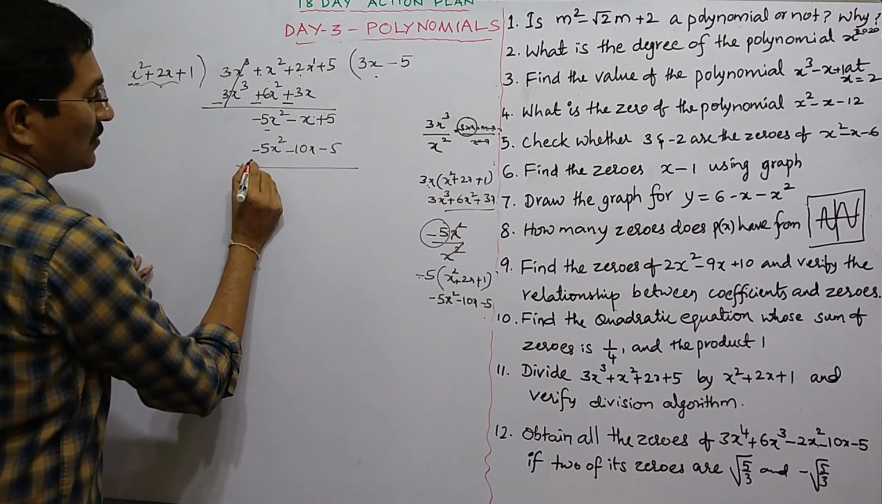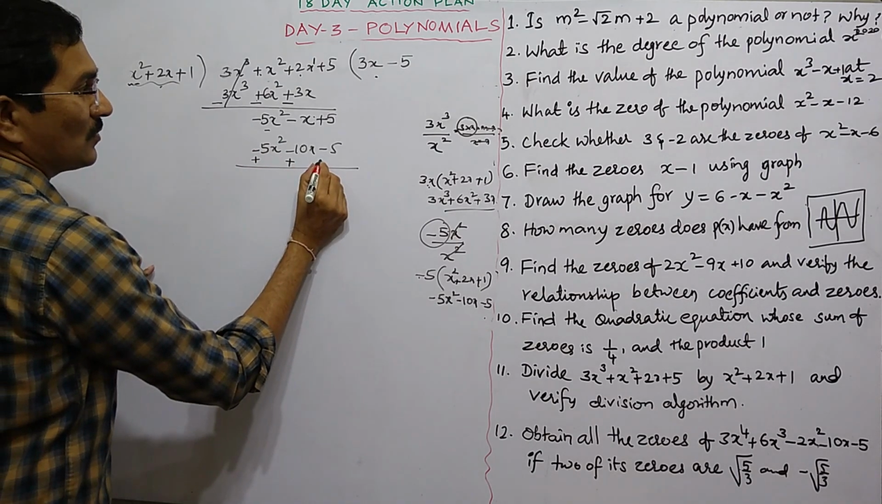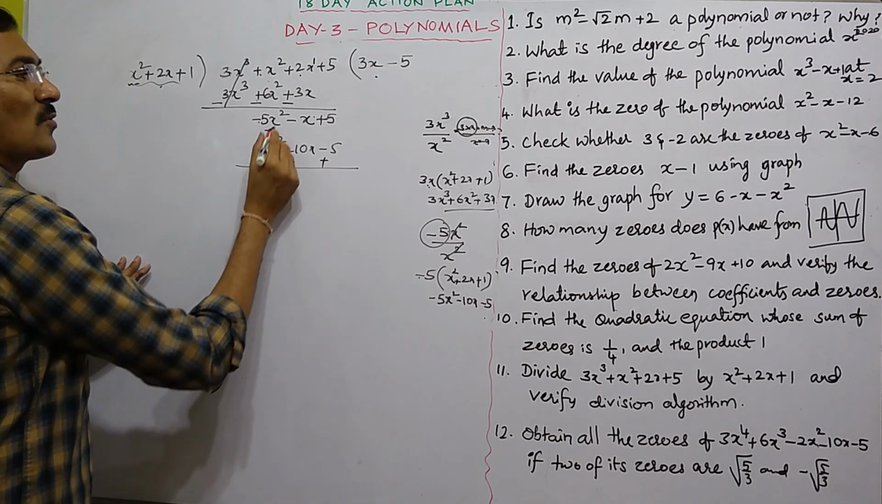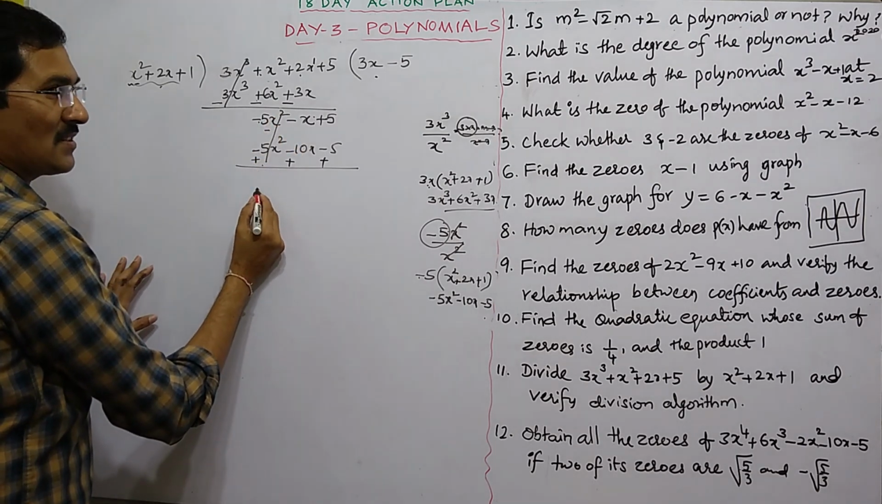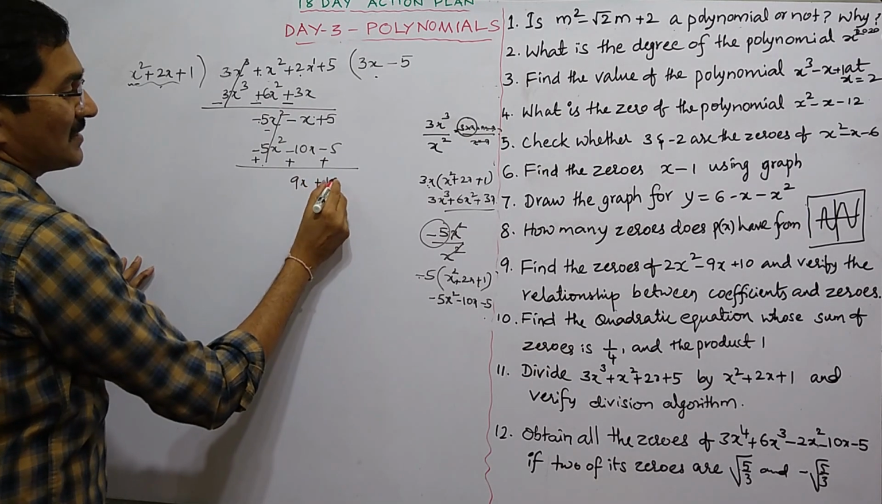Now for subtracting, you have to change the symbols. Minus becomes plus, plus becomes minus. So minus 5x square plus 5x square get cancelled because of subtraction. Now this becomes 9x, and this becomes plus 10.